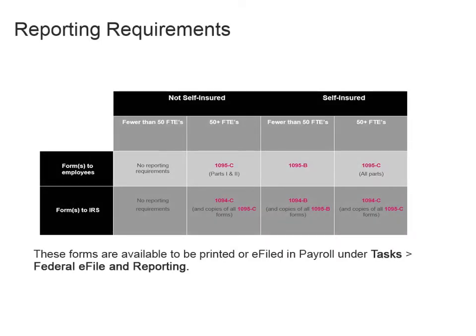This chart provides, at a glance, the Affordable Care Act forms and information that must be provided to employees and the IRS at the end of the year. The number of full-time equivalent employees employed at your business and the type of health care plan you have offered to them will determine what forms you are required to submit and what information or sections you are required to complete on them. All of the forms listed above are available to be printed and/or e-filed in payroll under Tasks, Federal E-File and Reporting.